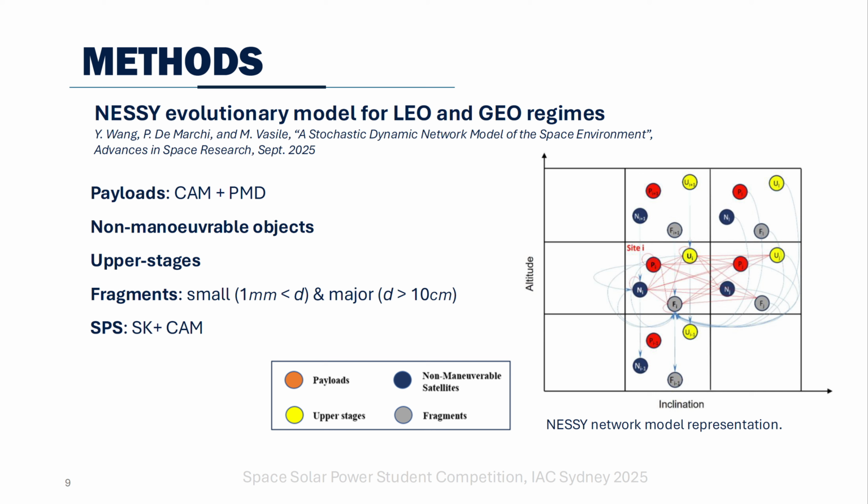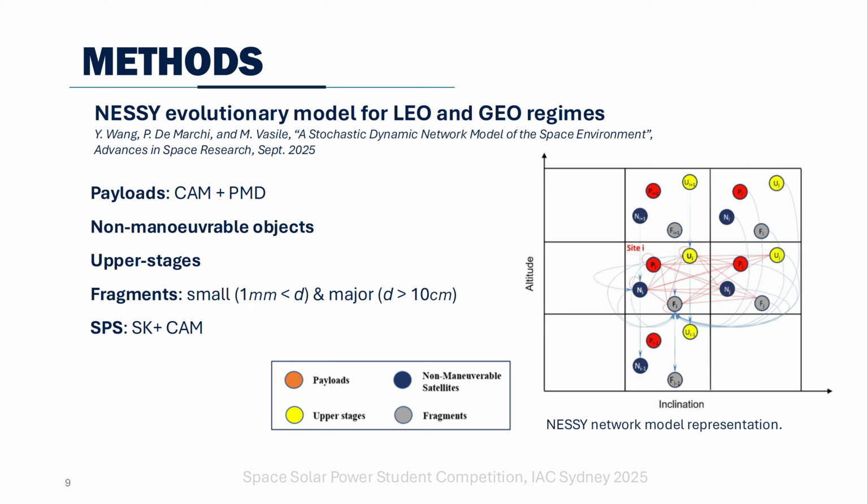All this information, all the previous modules come together inside the NESS evolutionary model, which is the network model developed at the Aerospace Center of Excellence to estimate the evolution of the space environment in LEO and GEO environments, considering four types of object species, so the payloads, upper stages, non-maneuverable, and fragments that can interact through the altitude and inclination beams inside the network model via collision interaction or decay interaction.